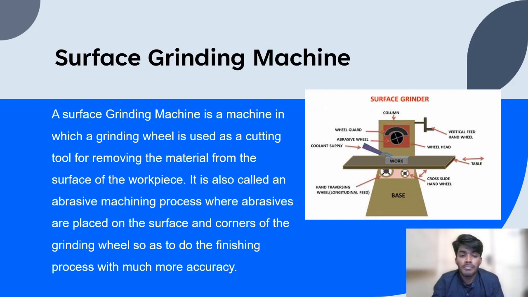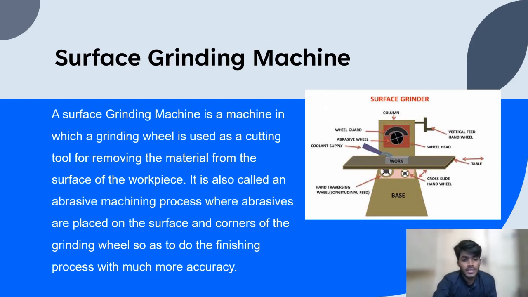Now let's come to the base. The base is an important part of the surface grinding machine, which is used to support the entire body of the machine. Now let's come to the vertical column. The vertical column is the part of the surface grinding machine where the wheel head is mounted. It also has a driving mechanism through which the column can be raised or lowered.